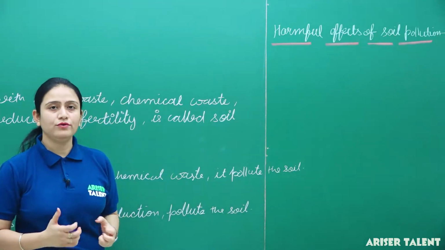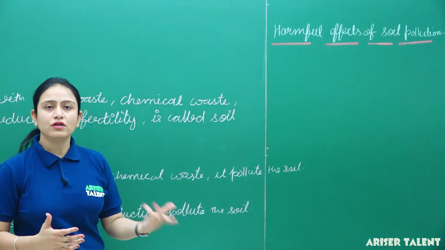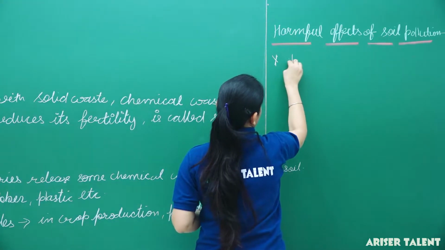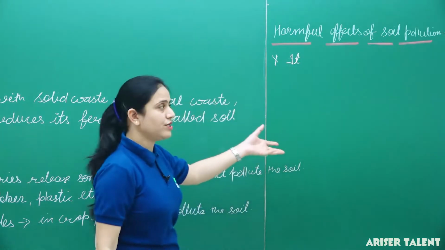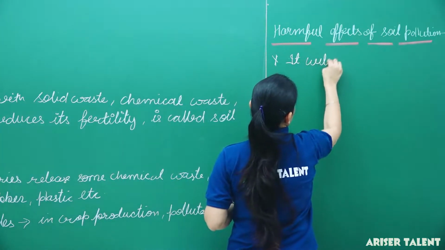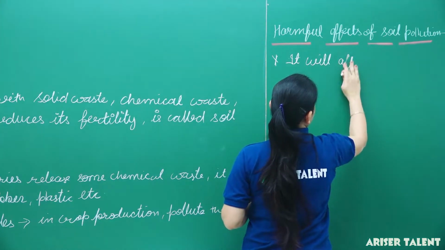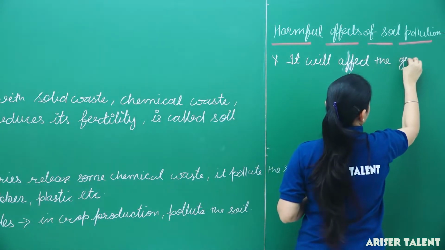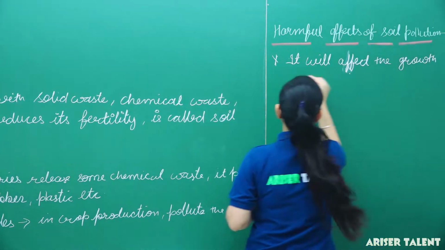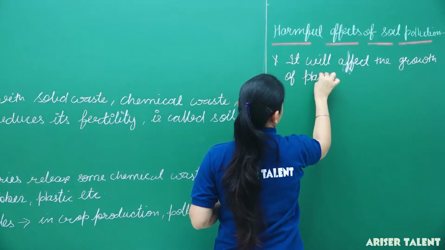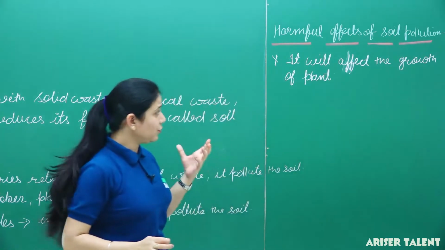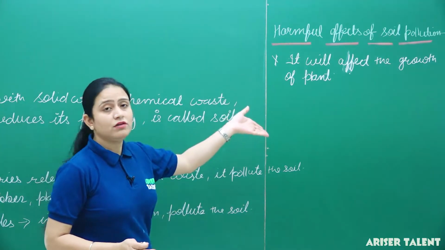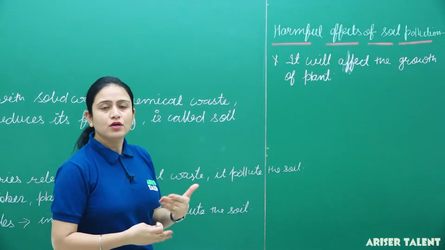If the soil will be polluted, first of all, it will affect the growth of plants. Thus we can say if the soil will be polluted, then it will affect the growth of plant, as plant needs proper soil which contains all the minerals, water and air. But if the soil will be polluted, then definitely it will affect the growth of plant.